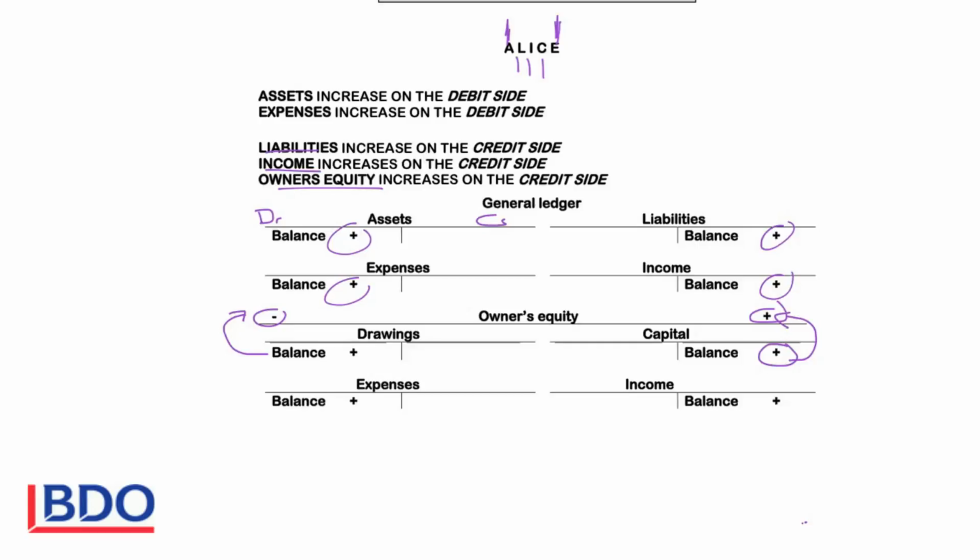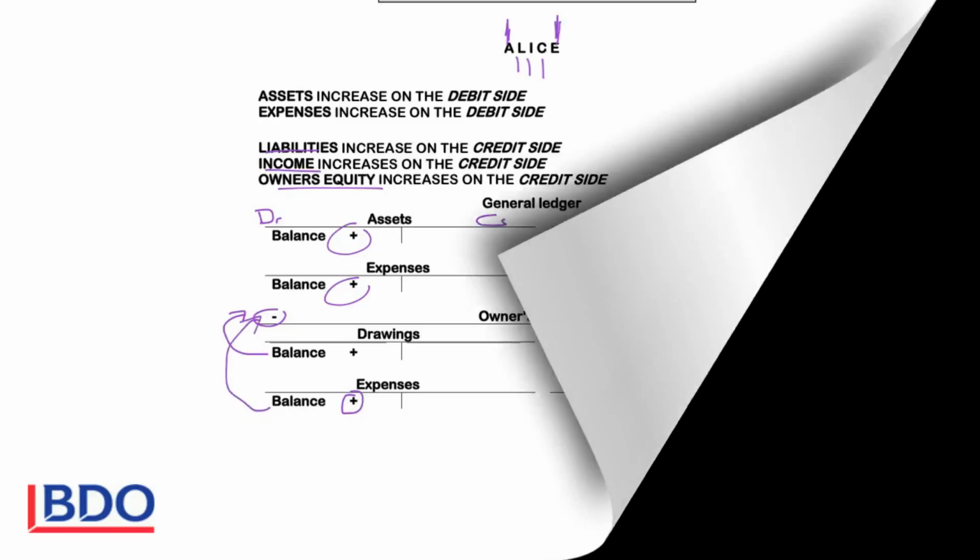The whole purpose of a business is to make a profit. So when we receive income, it increases on the credit side. Income will increase profits, so therefore the owner will get more profits and the equity will increase. Expenses increase on the debit side. When we pay expenses, we reduce the profits, so the owner will get less profits, so therefore the equity will decrease.